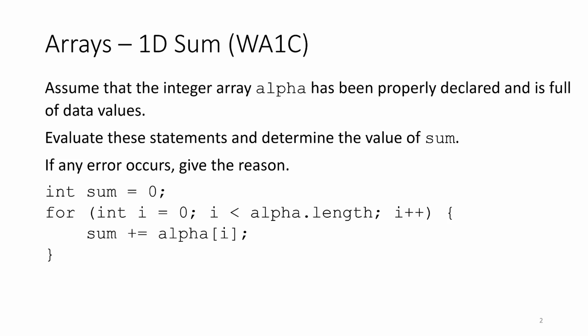The first statement, int sum, is assigned the value 0. Then, for int i takes on the value 0, continue as long as i is less than alpha.length, increment i by 1. Inside the loop, sum plus equals alpha sub i.